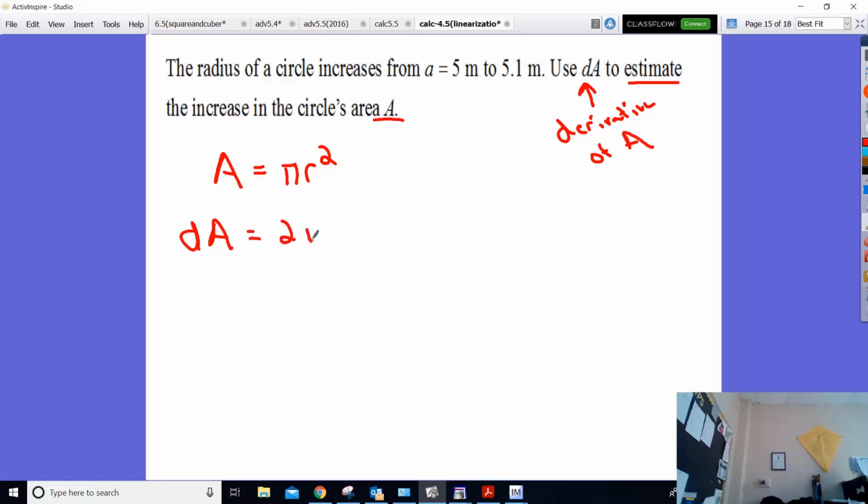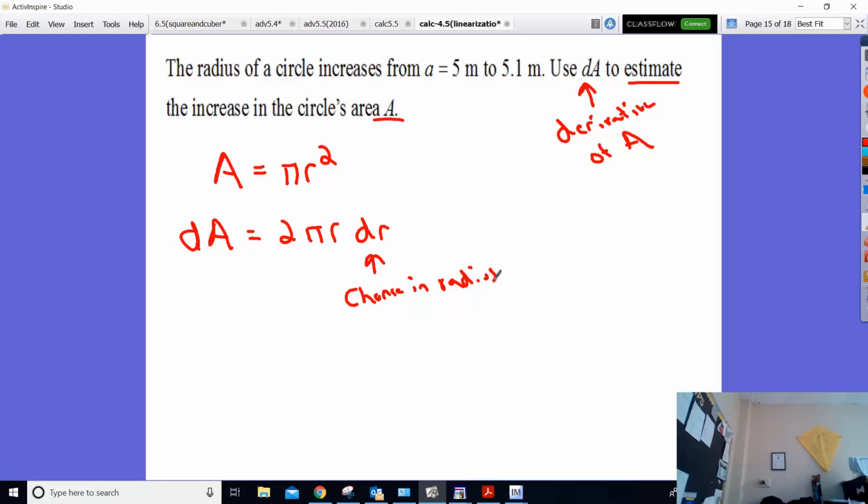2 pi r. Now, if this was a function of x, we would include dx. This is a function of r, so dr. What's that dr mean to you? Change in radius. And yes, it means you took the derivative of r as well. But in this particular problem, it is a reference to the change in radius.